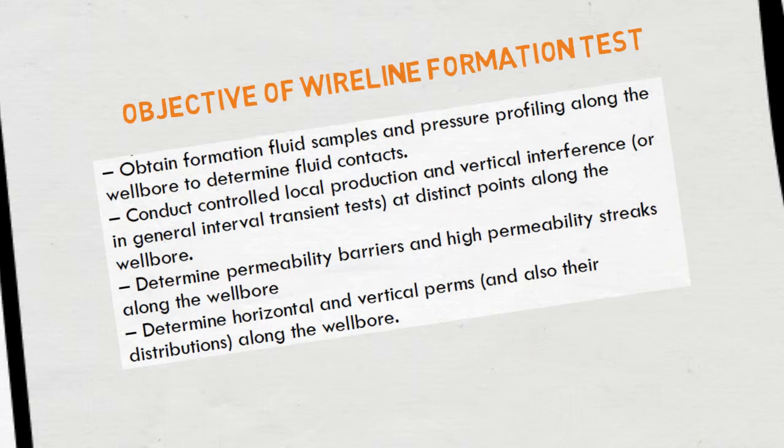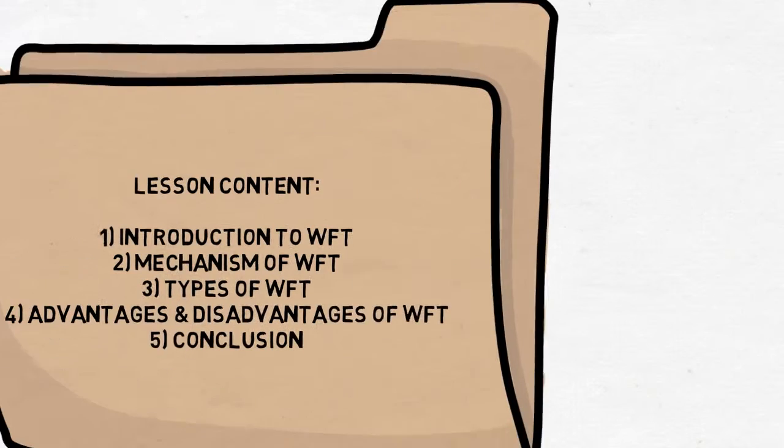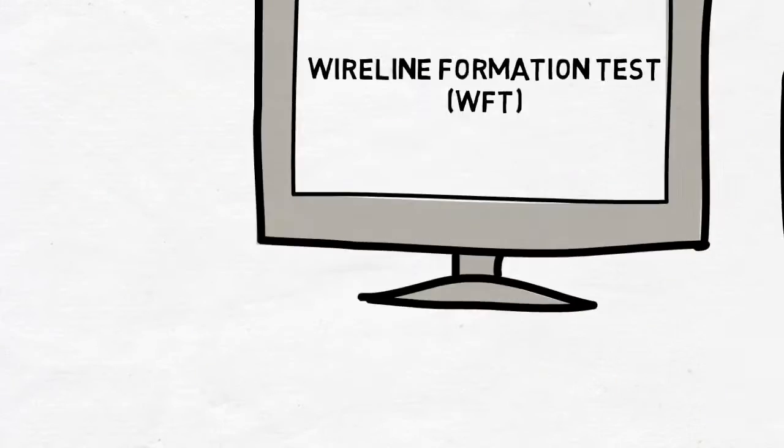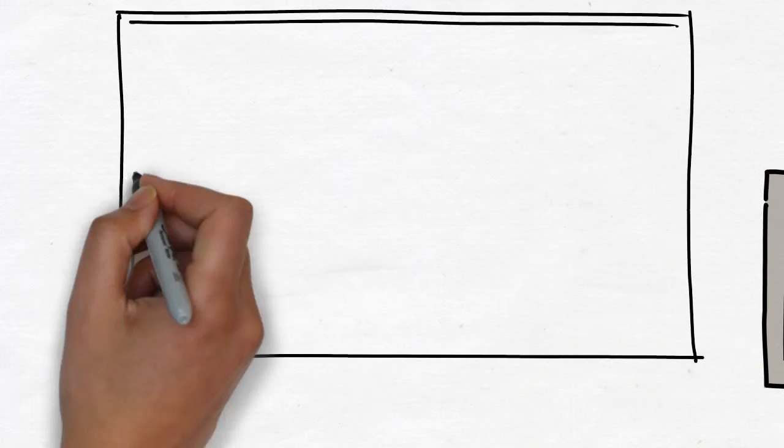The third one is to determine permeability barrier and high permeability streaks along the wellbore. And the last one is to determine the horizontal and vertical permeability along the wellbore. Now we are done with introduction to Wireline Formation Test. Moving on to the next part, which is the mechanism of the Wireline Formation Tester.